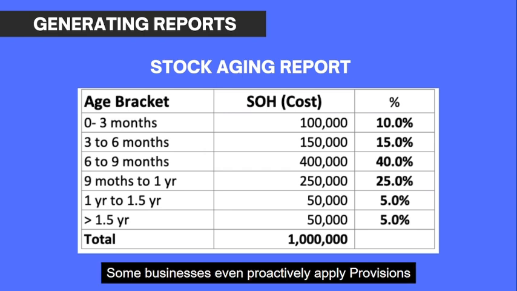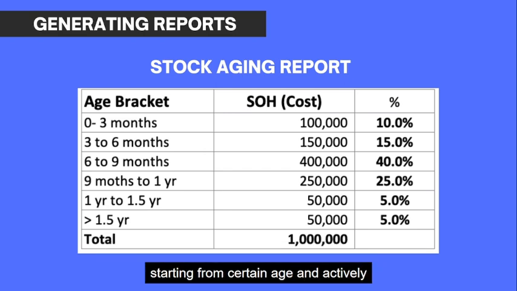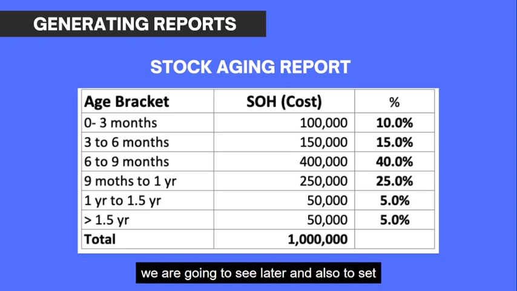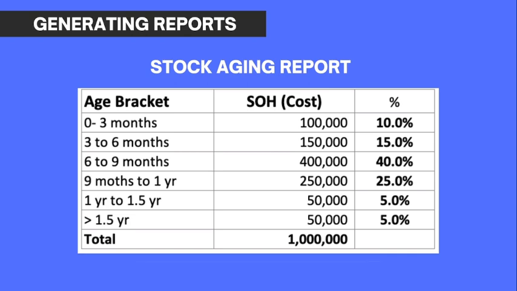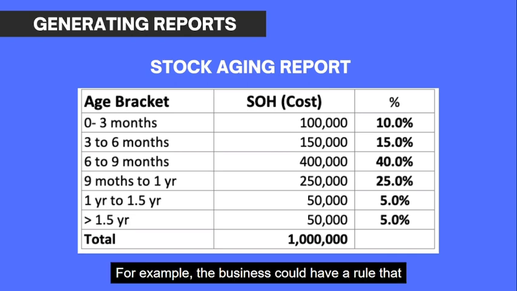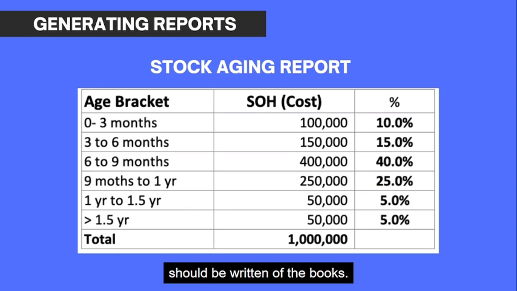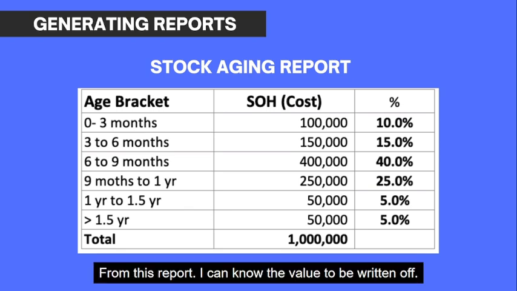Some businesses even proactively apply provisions starting from certain age and actively mark down the value of this stock in their books. This information helps me while planning for markdowns, as we are going to see later, and also to set the norms for stock obsolescence. For example, the business could have a rule that any stock above 1.5 years is considered to be obsolete and should be written off the books. From this report, I can know the value to be written off.